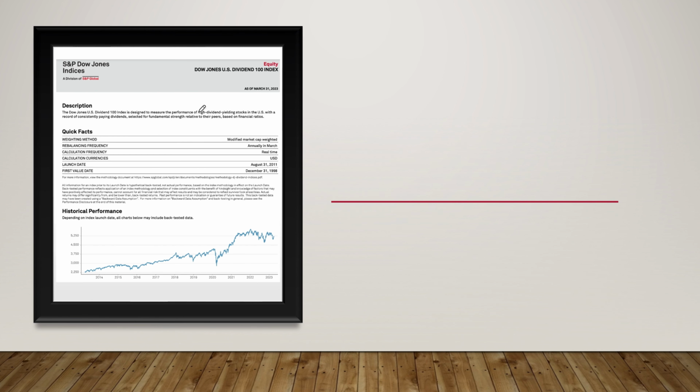The Dow Jones US Dividend 100 Index aims to evaluate the effectiveness of US stocks that offer high dividends and have a history of regularly distributing payouts. The stocks included in this index are chosen based on their strong financial ratios in comparison to similar companies.